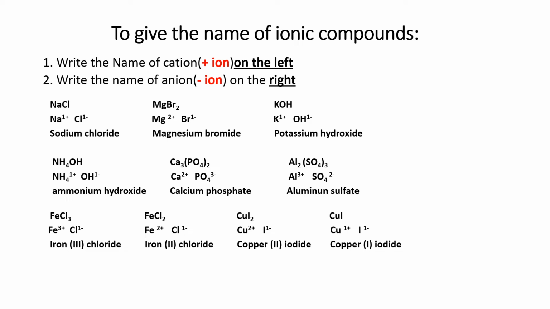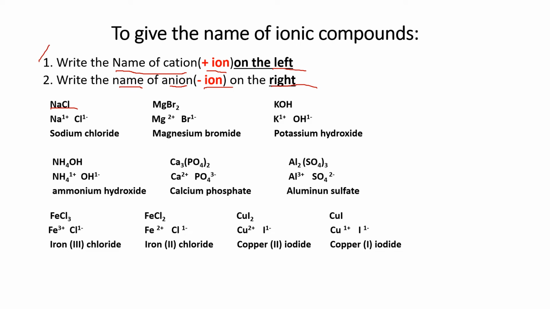Now, to give the name of ionic compounds, the first step is to write the name of the cation, or the positive ion, on the left. Then, write the name of the anion, or negative ion, on the right. And that's it. You have the full name. Example, NaCl. So, what is the first step?